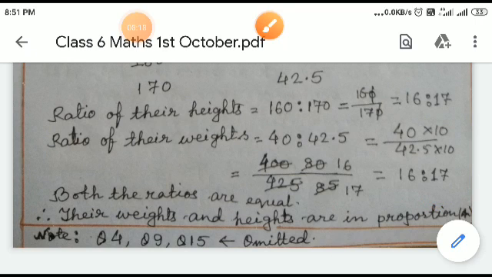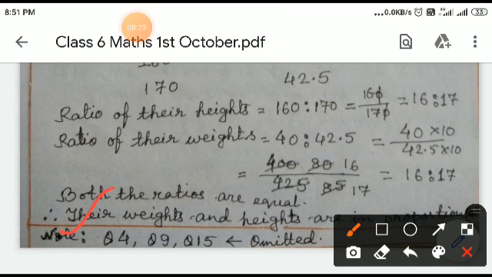Children, you did not do question number 4, question number 9 and question number 15. These three sums are omitted.